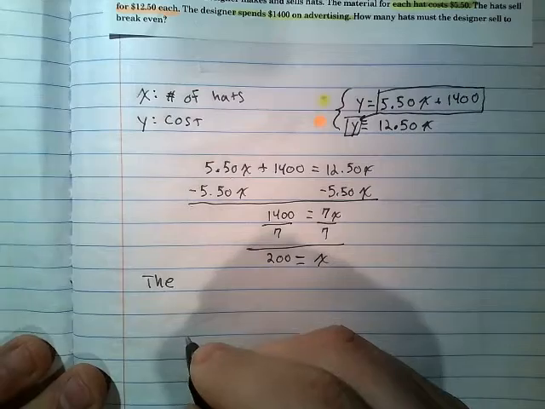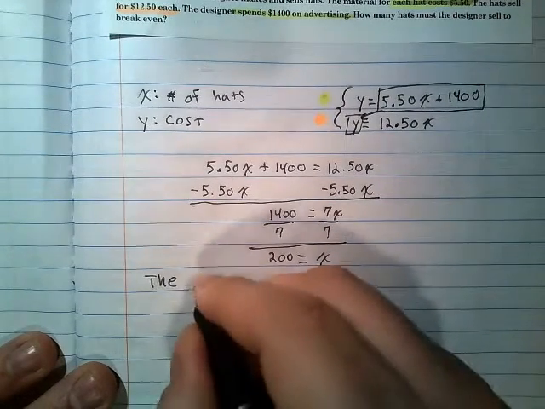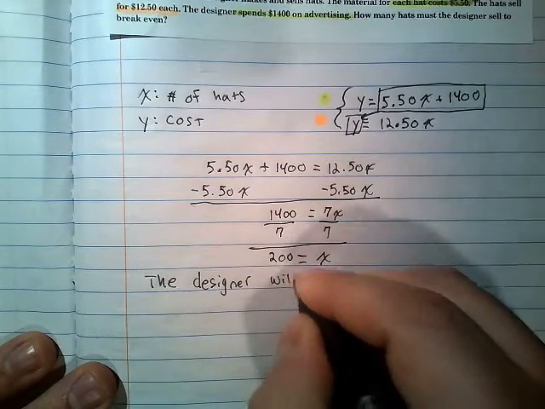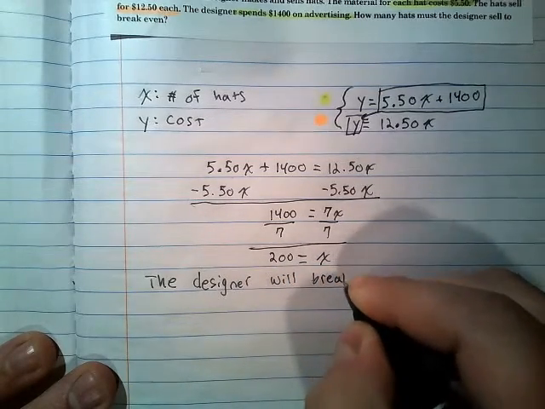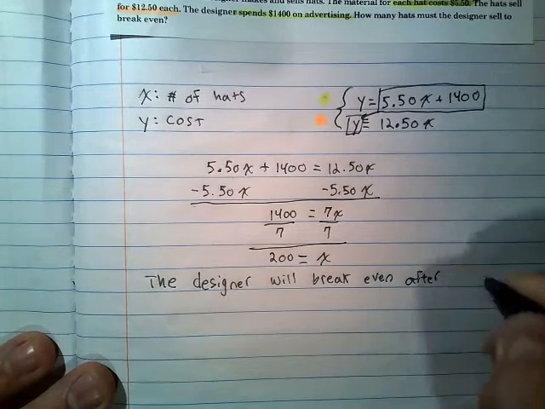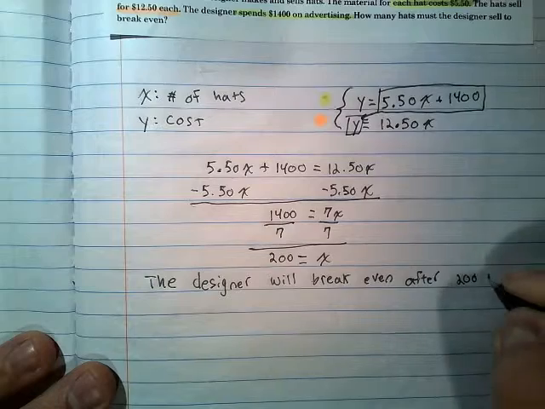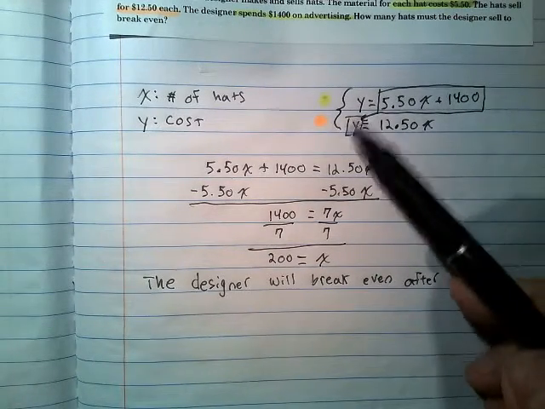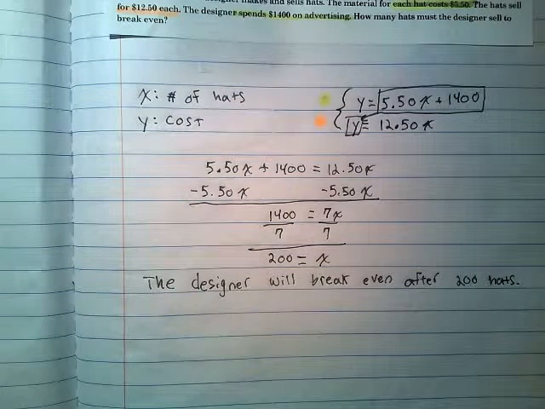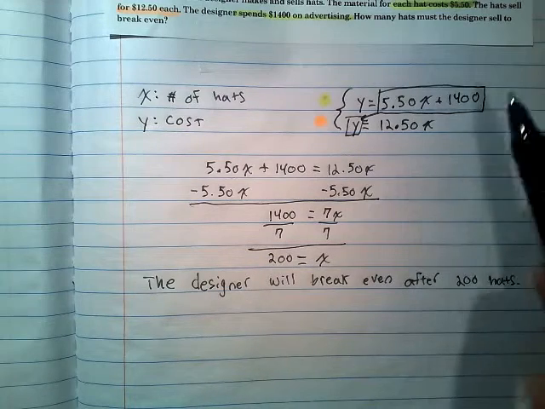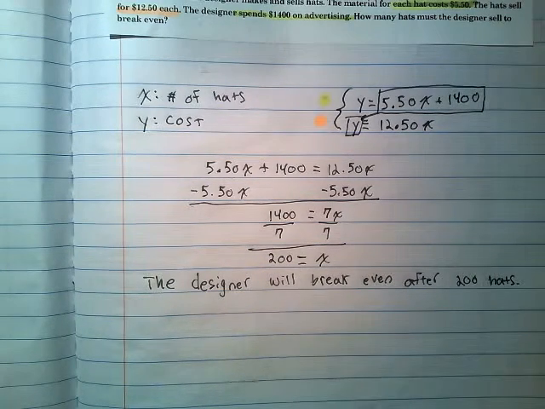So we always want to answer with a statement. So the designer will break even after 200 hats. Now notice it didn't say we had to find y, the price or the cost. We just had to find the number of hats. So we didn't have to do all the work here, but we did need a system of equations to figure out the number of hats. And that's it for example 1.